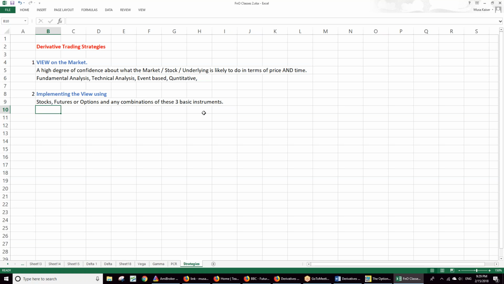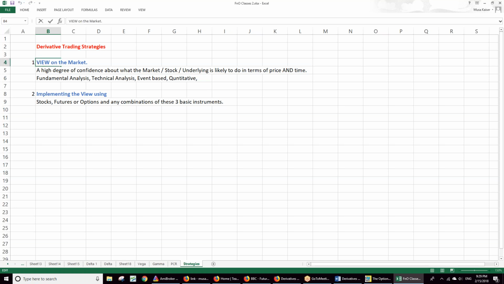Are you going to use stocks? Obviously, you already know that. Or are you going to use futures or options, or a combination of one, or rather two, or all three of these instruments? And what are the permutations and combinations, the ways in which you can combine all this to achieve what your specific view is?